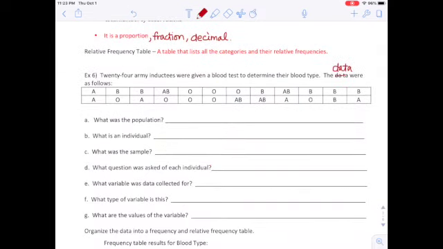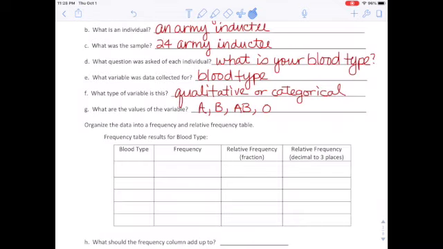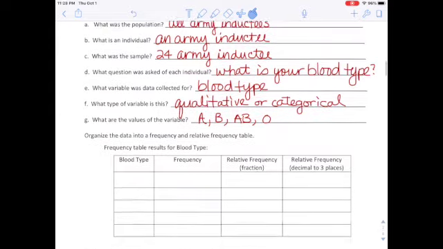That should be the data. The first question says, what was the population? Pause the video if you don't want to hear the answer. Let me know if you have any questions for letters A through G.